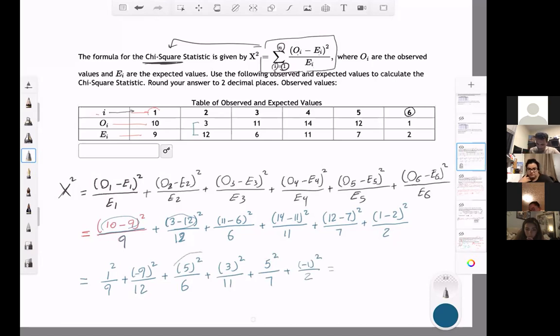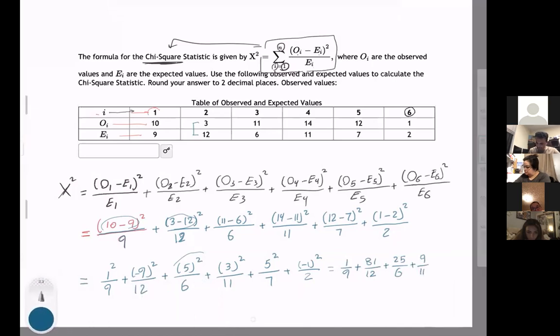Let me do one more step. We have 1 squared is 1 over 9, plus negative 9 squared is 81 over 12, plus 25 over 6, plus 9 over 11, plus 25 over 7, plus 1 over 2. If we add them, can you guys add them now and tell me what the answer is?